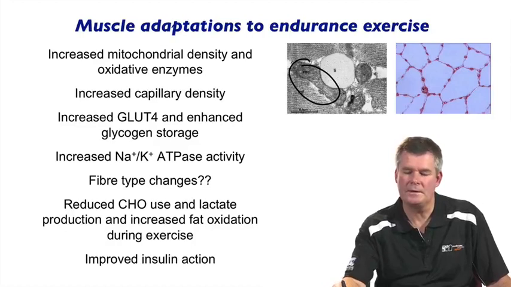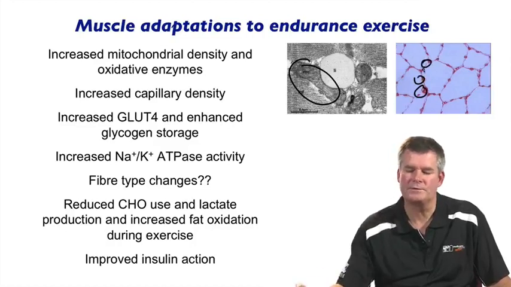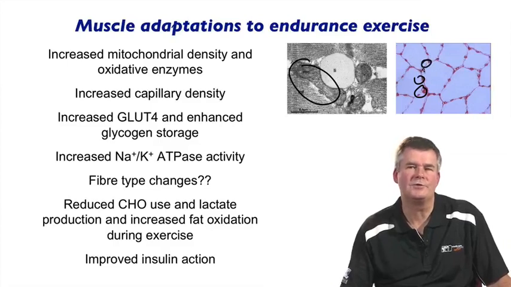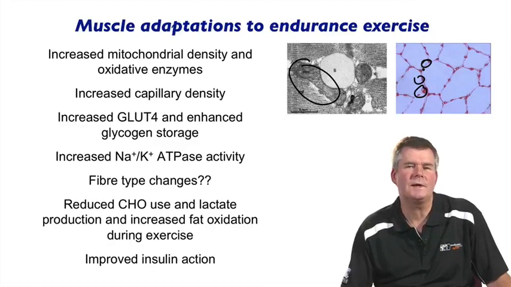You can see in this slide here the capillaries that circle muscle fibers, and there are more of them after training, and that facilitates the delivery of oxygen to the muscle and needs to occur in parallel with the increases in oxidative capacity within the muscle. There's an increase in the glucose transport protein GLUT4, and that helps facilitate the storage of glycogen. There's an increase in the sodium-potassium ATPase activity, and this is an enzyme that's critically involved in the activation of the muscle, in limiting the loss of potassium from contracting muscle.